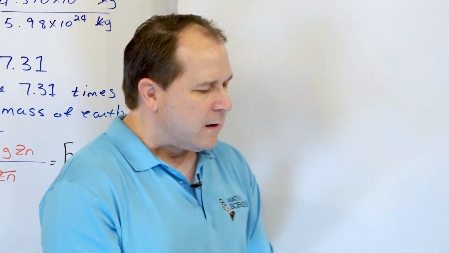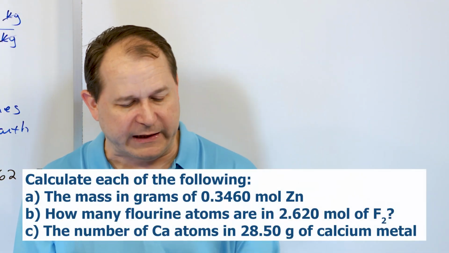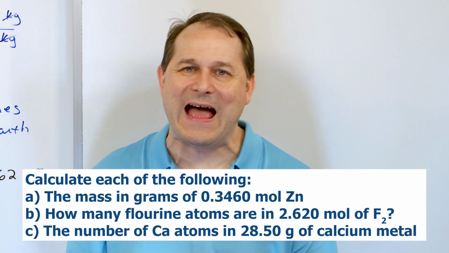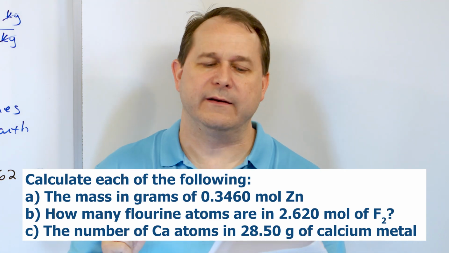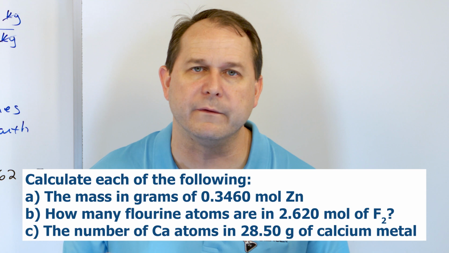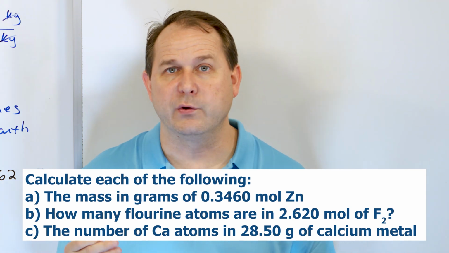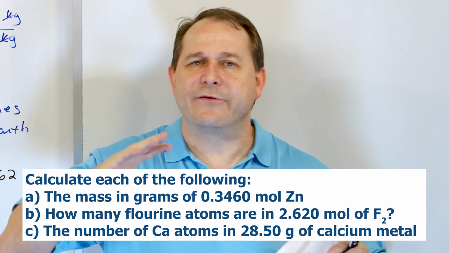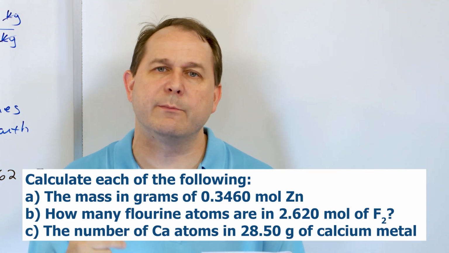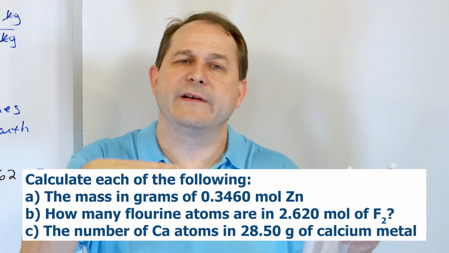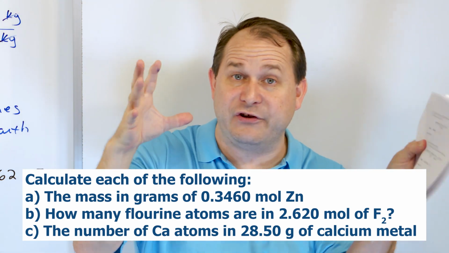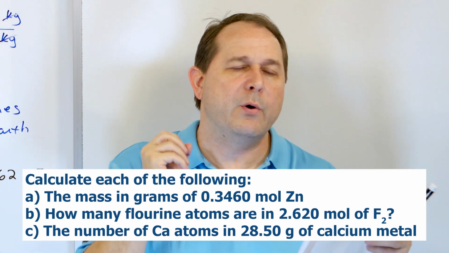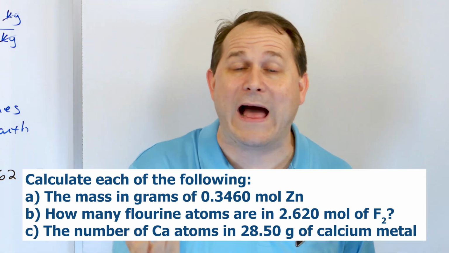All right. Next problem, here we have to do the calculation. How many fluorine atoms are in 2.620 moles of F2, which is the fluorine diatomic molecule? We want to know how many fluorine atoms. Now there's a lot going on here because we're given the number of moles, but it's the moles of the molecule. The molecule is F2. There's actually 2 atoms in there. But we want to know how many individual atoms there are.